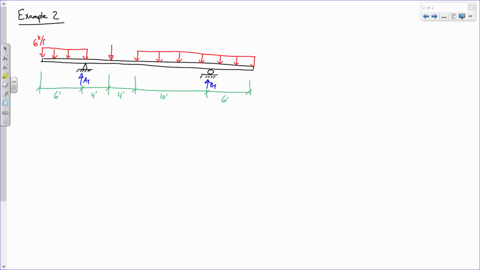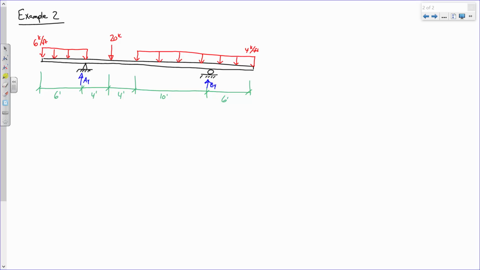6 kips per foot. This is 20 kips. And this is 4 kips per foot. Okay? Now, so here's our structure. Now, remember, when we determine support reactions, we can idealize those distributed loads as a point load. But remember, when we draw shear and moment diagrams, those don't exist, okay? We just place those there to make our lives easier when determining support reactions.